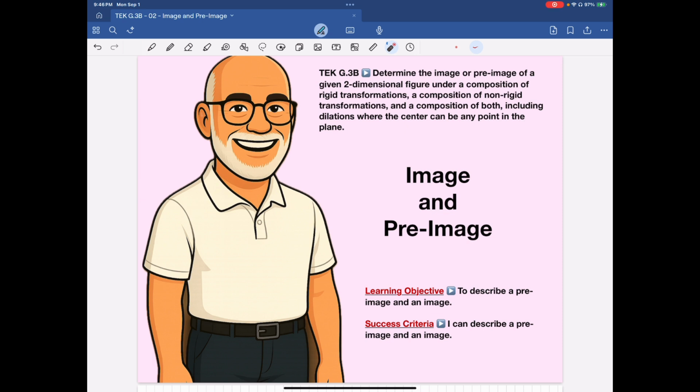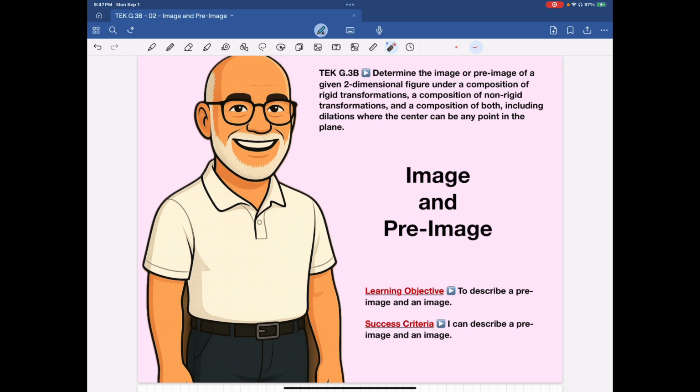Today's TEK is G3B. Determine the image or pre-image of a given two-dimensional figure under a composition of rigid transformations, a composition of non-rigid transformations, and a composition of both, including dilations where the center can be any point in the plane. This video covers the concepts of image and pre-image.